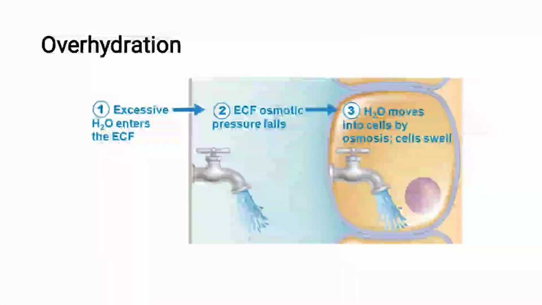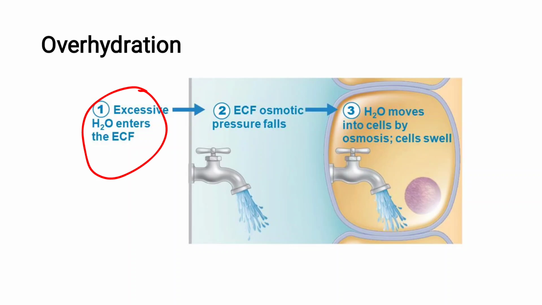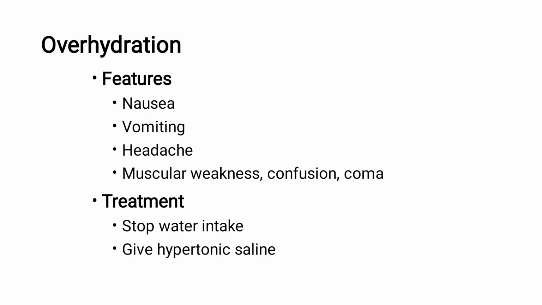This picture explains the concept behind overhydration. When there is a lot of water in the ECF, that leads to a fall in the osmotic pressure. If osmotic pressure falls, the water content of the ECF moves into the cell, leading to swelling of cells. The clinical features include nausea, vomiting, headache, muscular weakness, confusion, and even coma. The treatment can be to stop the water intake and give hypertonic saline.